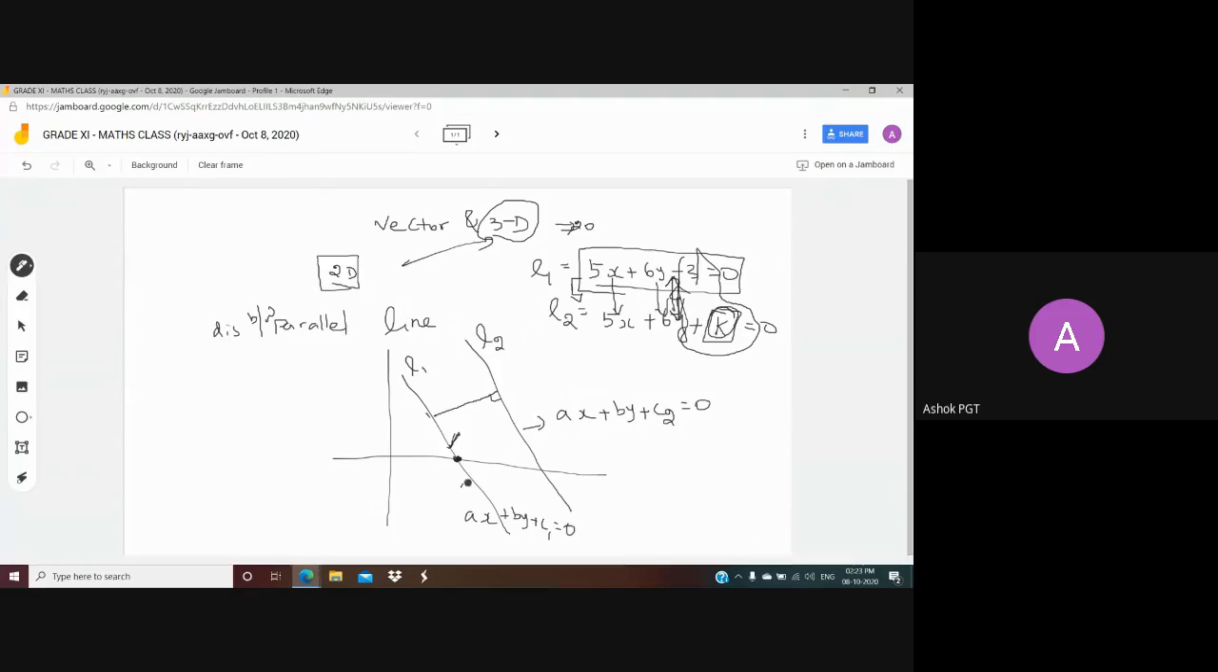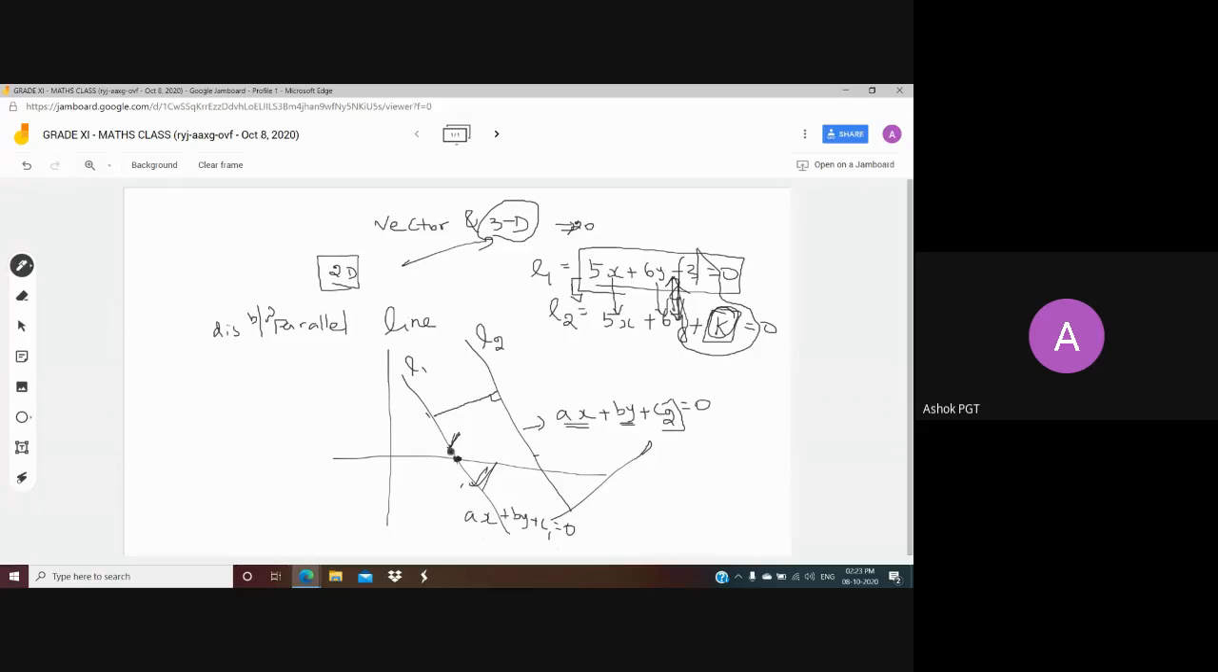That's why when this line equation is ax plus by plus c1, the parallel line is written as ax plus by plus c2. They differ by only the constant. Students, are you clear? Yes, sir. Thank you, students. Thanks for the response.